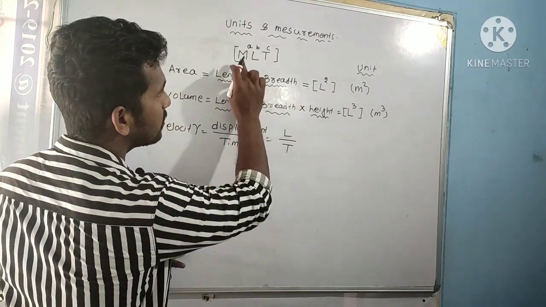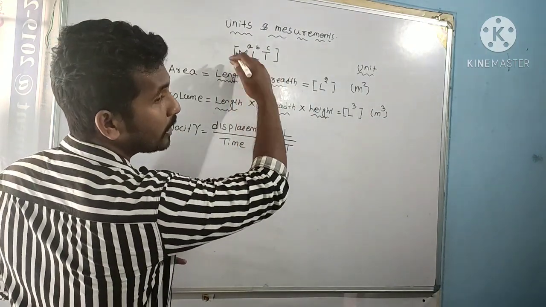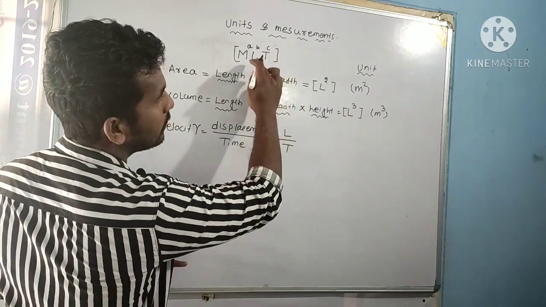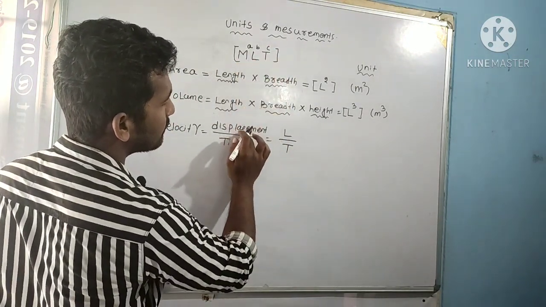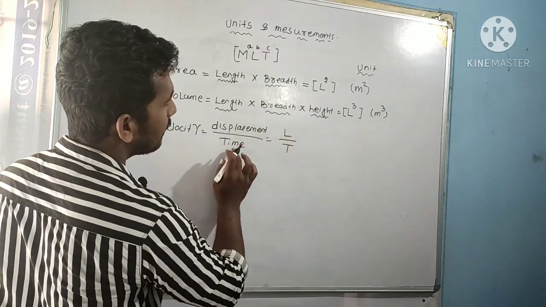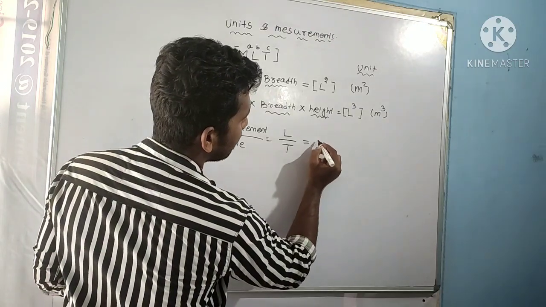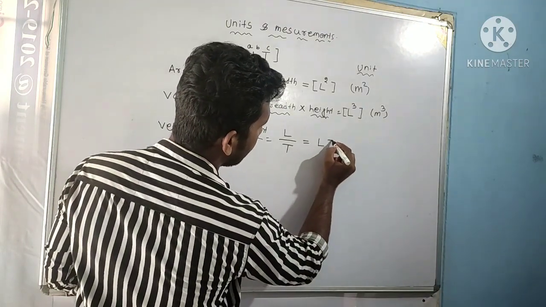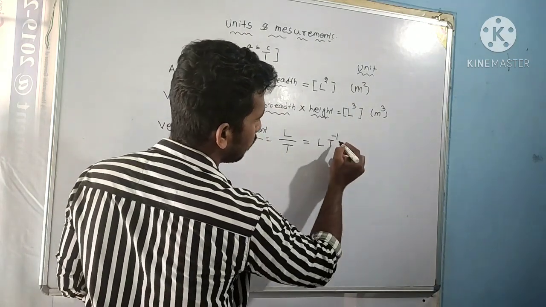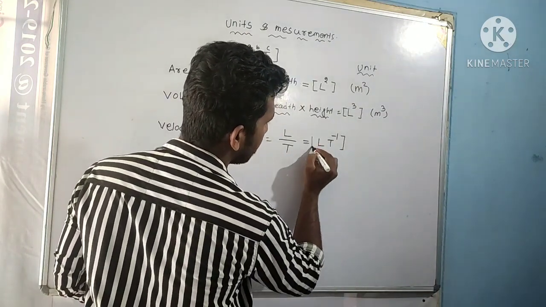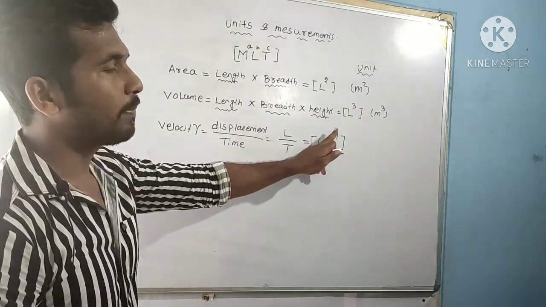मु कहिछि जे dimension formula को हमें M L T रे denote करू with proper power within a square bracket. So M for mass, L for length, T for time. So displacement, it is a length, so this is L. Time, so this is T. So L by T, we can write it L T to the power minus 1. So dimension formula for velocity is L T to the power minus 1.